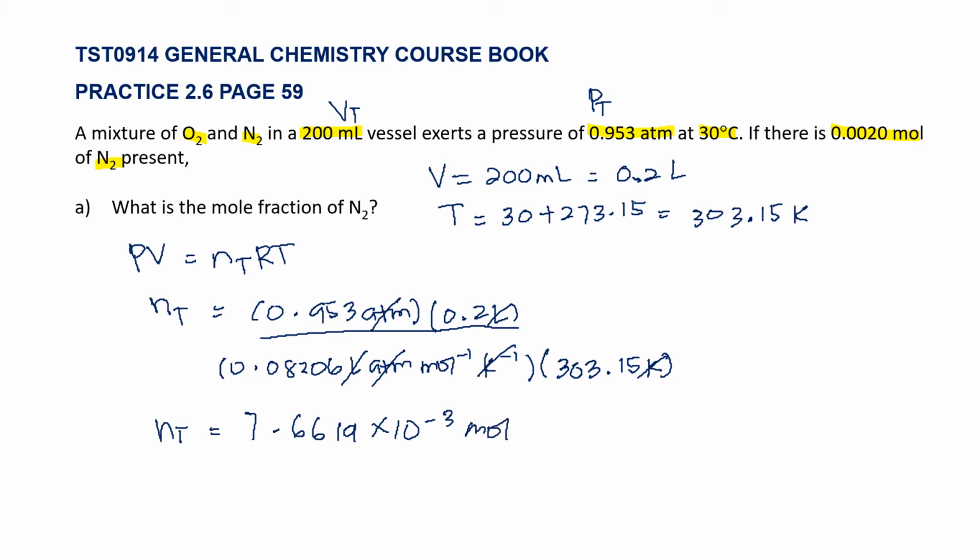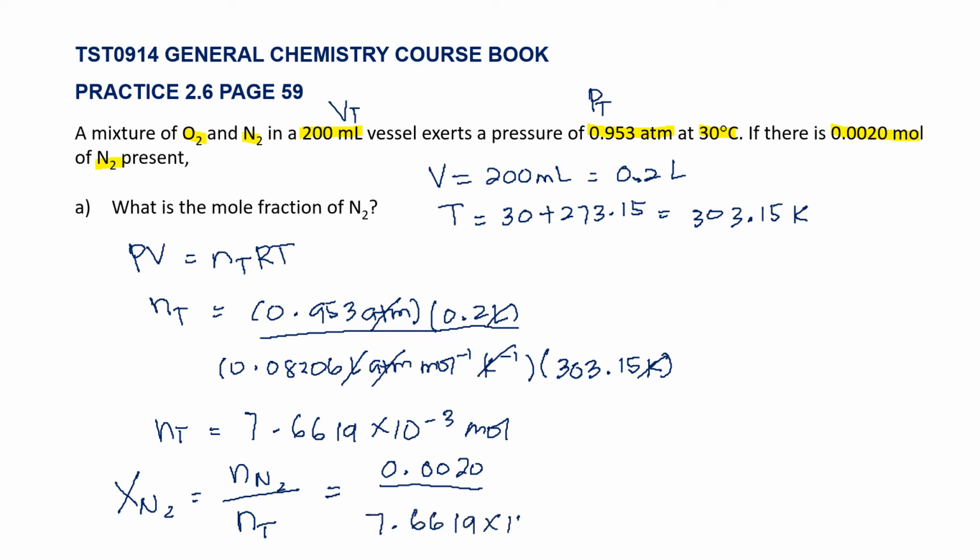The question asks us to find the mole fraction. So what is mole fraction? The mole fraction of N2 is equal to the number of moles of N2 over the total number of moles. So we can substitute 0.0020 mole of N2 over 7.6619 times 10 to the power of negative 3 mole. It gives us the mole fraction of N2, 0.2610.